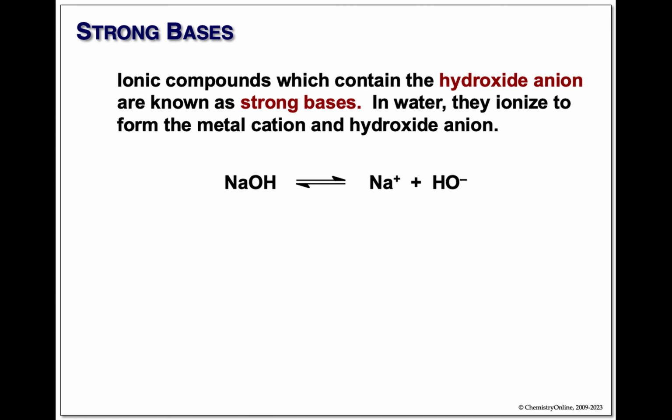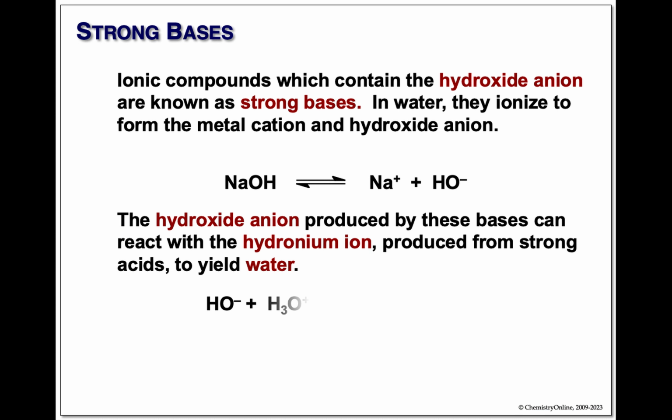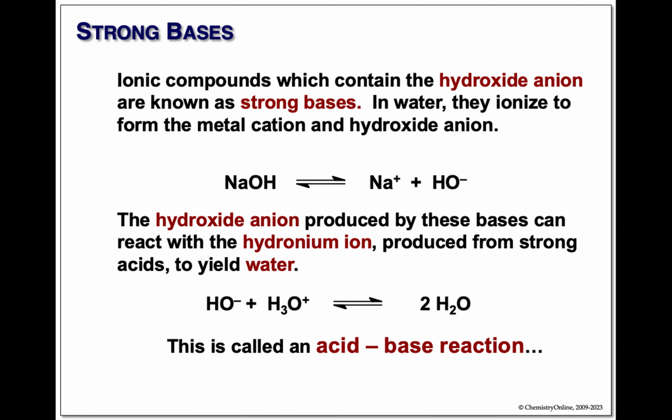Now, basically, a strong base is going to be an ionic compound that dissolves in water and forms a cation and hydroxide anion. Now, if we take a strong base, so we're talking hydroxide anion, and we mix it with a strong acid, a strong acid has hydronium. Hydroxide and hydronium will immediately react and form water. This is your classic acid-base reaction. Hydronium plus hydroxide gives water.